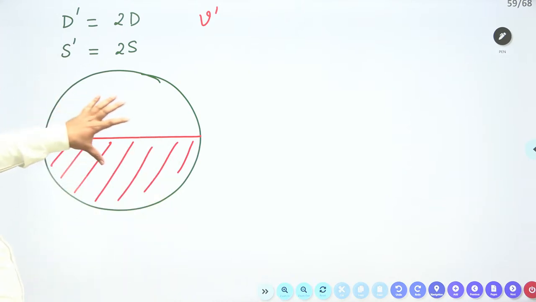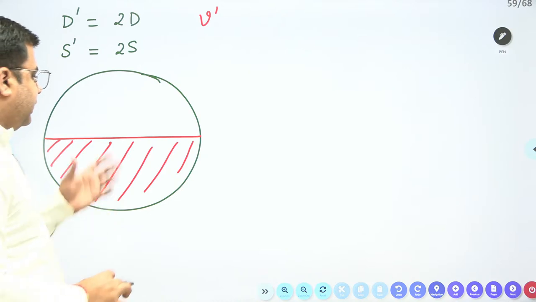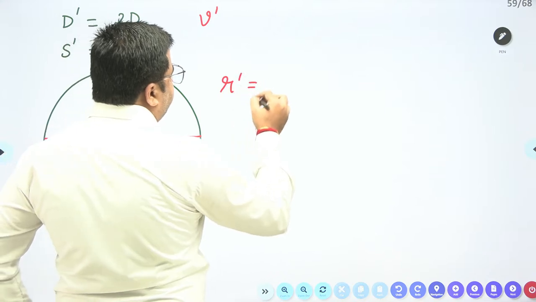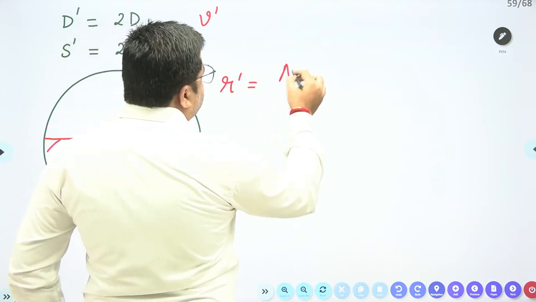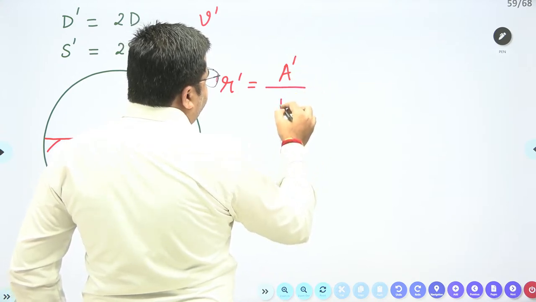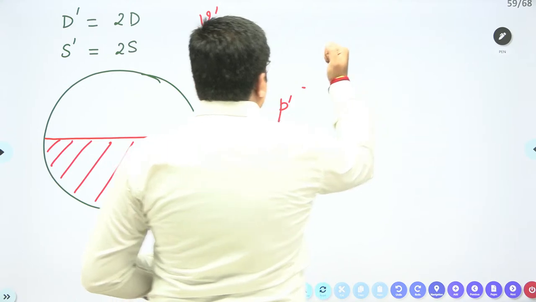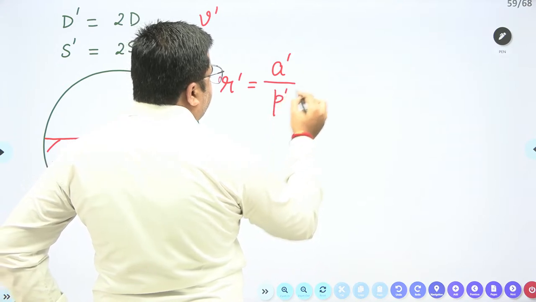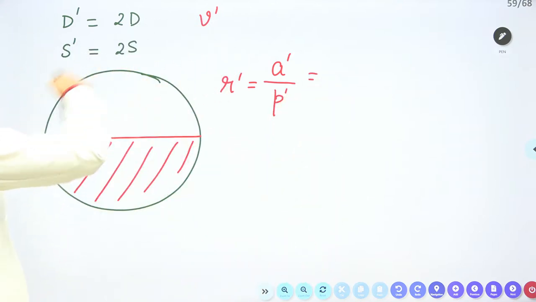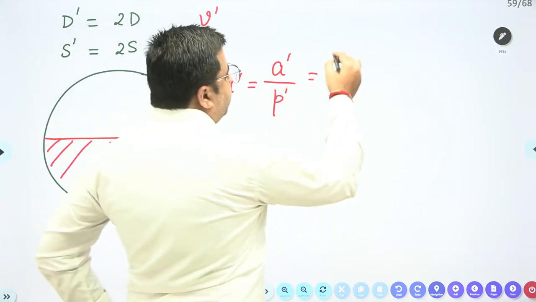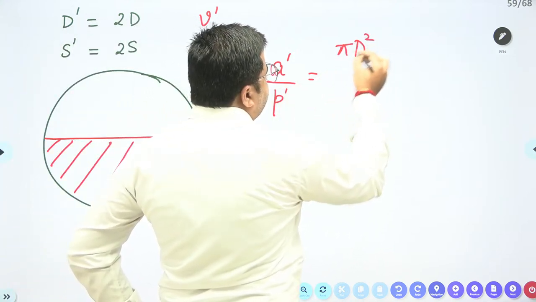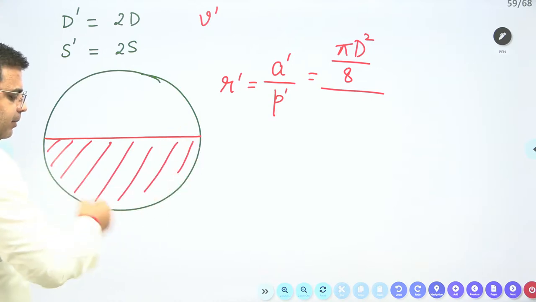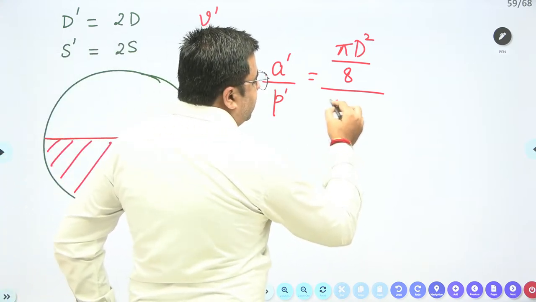Now, first of all, tell me, for this sewer of larger size and larger slope, what will be its hydraulic mean depth? So, R dash, hydraulic mean depth, is equal to A dash, wetted area, divided by the wetted perimeter. I'll write it small because the sewer is running partially full. So, A dash by P dash. A dash is half of the entire area, so it will be pi d square by 8. Similarly, this P dash will be half of the entire perimeter, so pi d by 2.